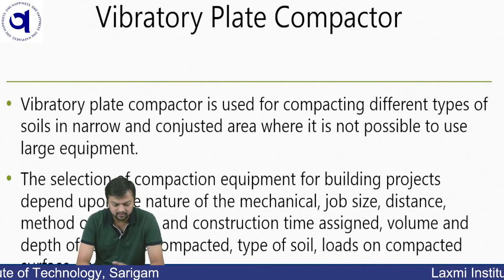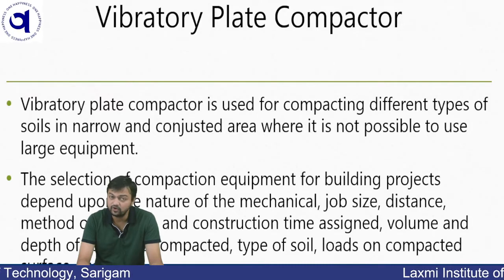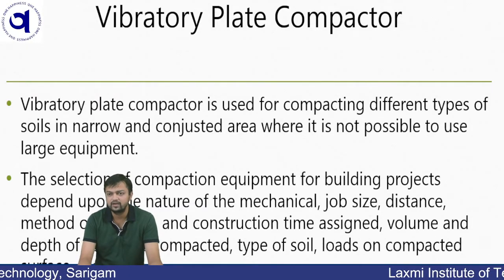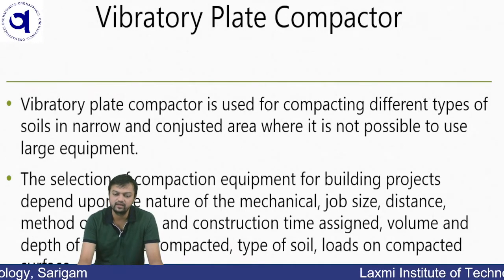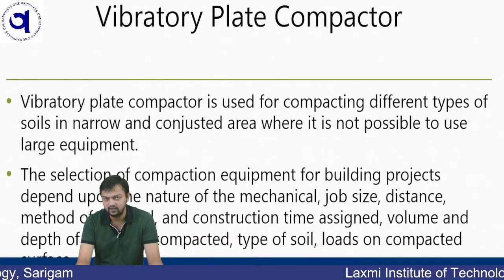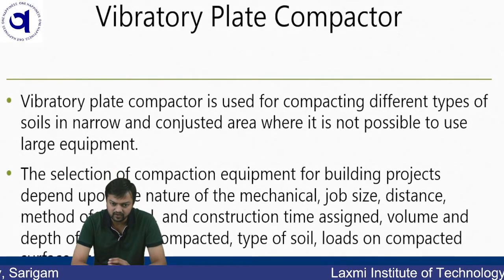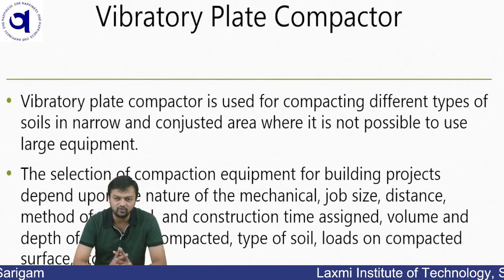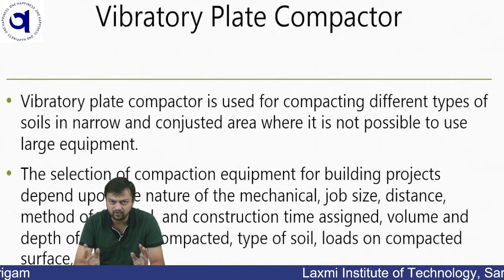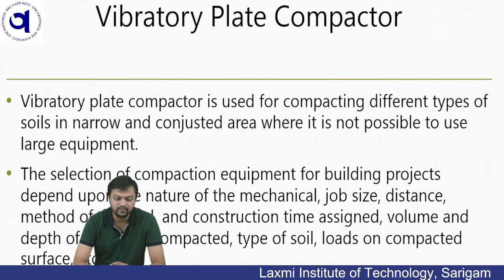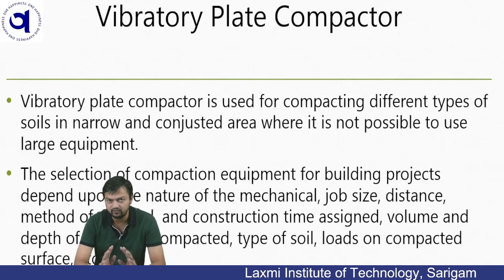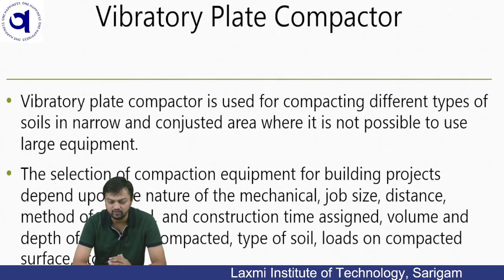Then the other factors are the volume and depth of soil to be compacted. As I told you, if it is a softer soil, then we need to compact it to a greater depth. It also depends upon the volume of the soil. If the volume of the soil is large, then we will require a larger compacting equipment. So it depends upon the depth to be compacted and the volume of the soil.